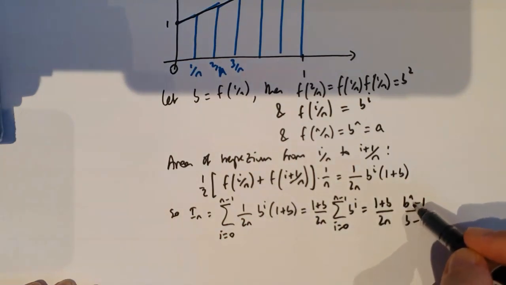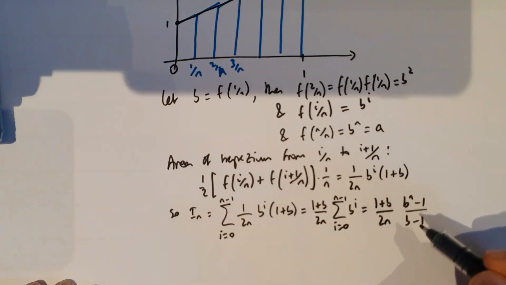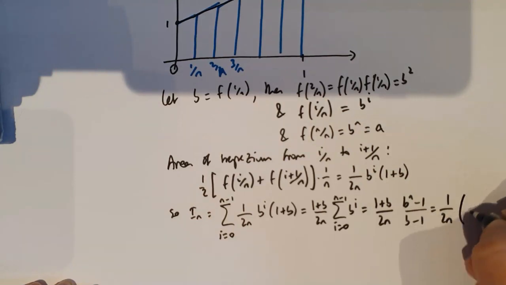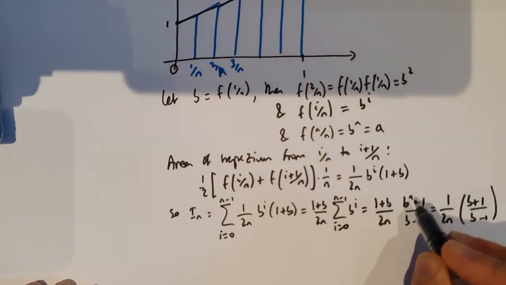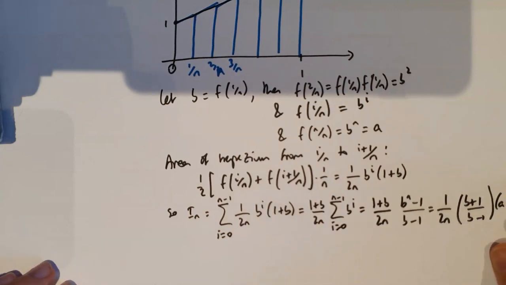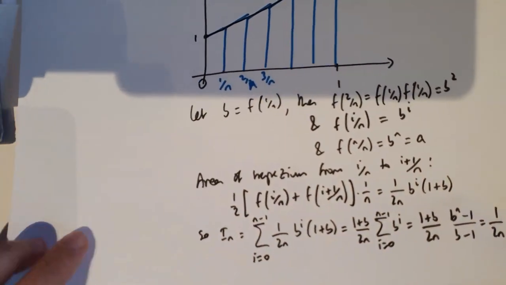And I've just remembered that b to the n is a, because we said that earlier on. And I've also just looked back at the question to remind myself what it says. So I'm going to write this as 1 over 2n times b plus 1 over b minus 1. I've got these terms here. And then this b to the n minus 1 has just become a minus 1, which tragically has fallen off the edge of the page.